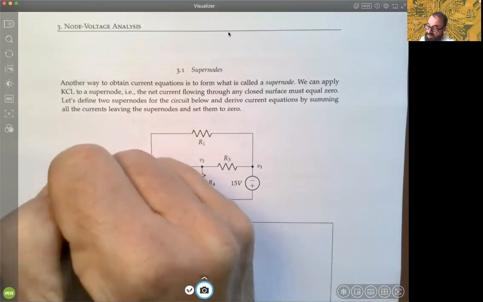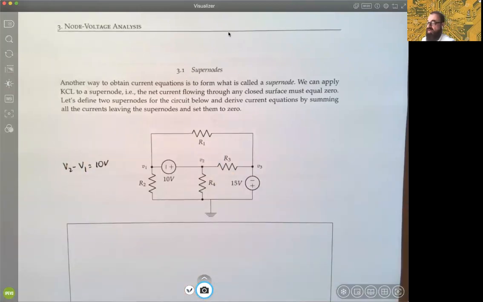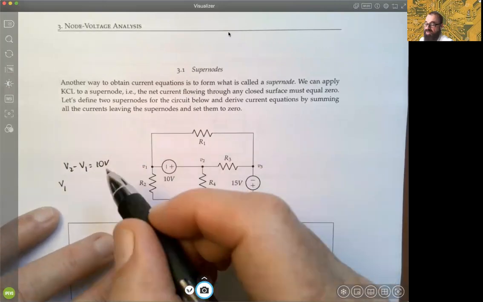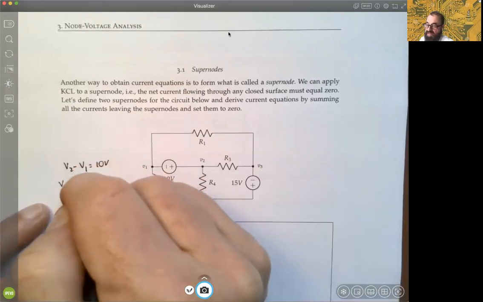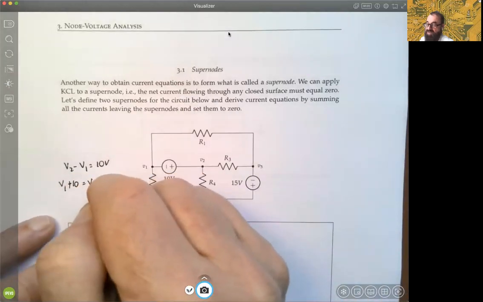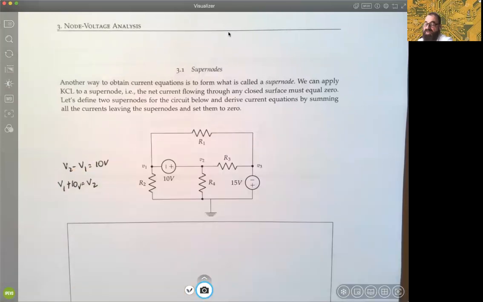Or another way of saying that, interestingly enough, is the differential between those two node voltages. In other words, V2 minus V1 has to be 10 volts, okay? Or another way I just said that was that whatever the voltage is at V1, you're going to add 10 volts to it, and then that's going to give you the voltage at V2, right? And so if you just subtract V1 from both sides, you get both equations. This is 10 volts, right?